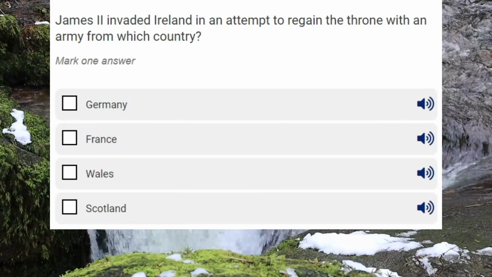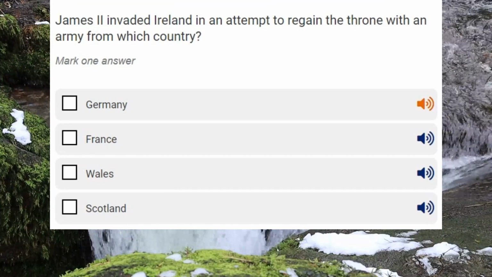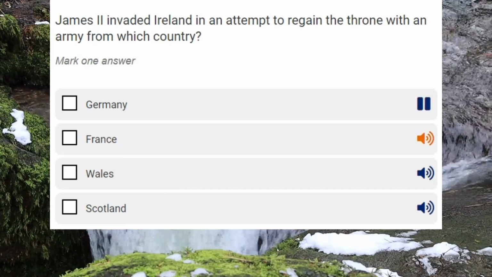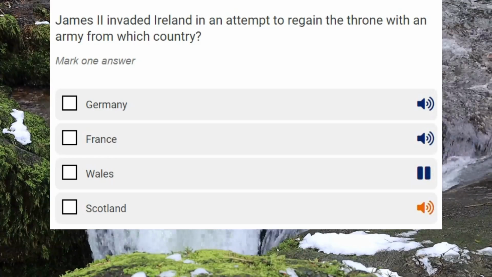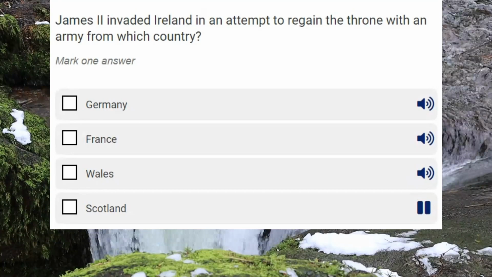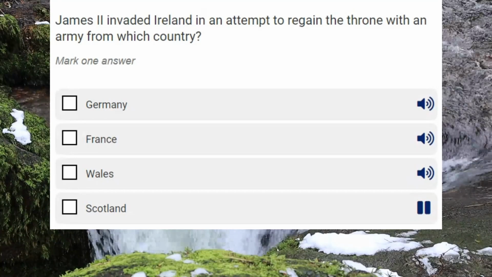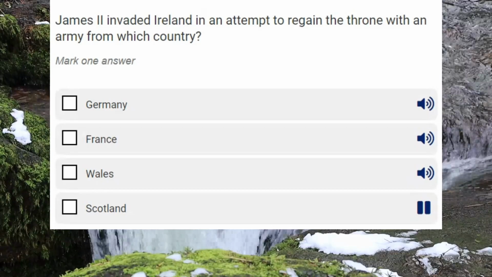James II invaded Ireland in an attempt to regain the throne with an army from which country? Germany, France, Wales, Scotland. The correct answer is France.